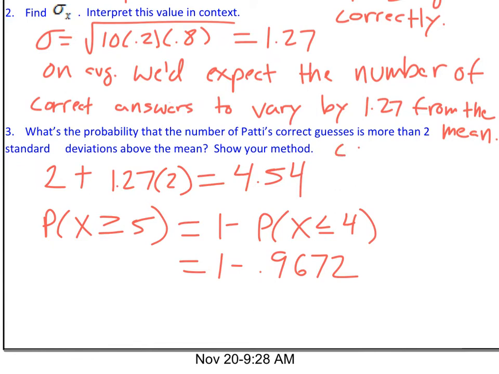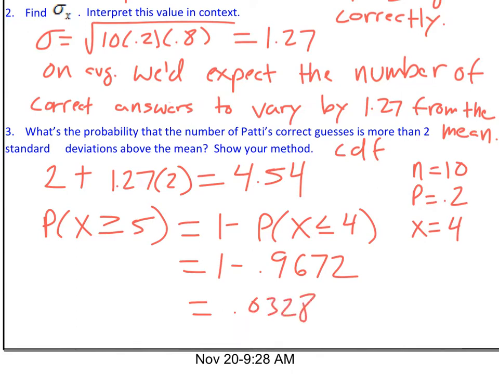It's good to have these marked in your notes. This is a CDF question, and you would have to say that n is 10, p is 0.2, and that x is 4, and we need to take the complement of that. That part I put over here on the side, the CDF and all this stuff. For this problem you would not need to write that out. Up at the beginning I already established that this is a binomial and that n is 10 and p is 0.2. That's just a reminder for your notes that that's what we did.